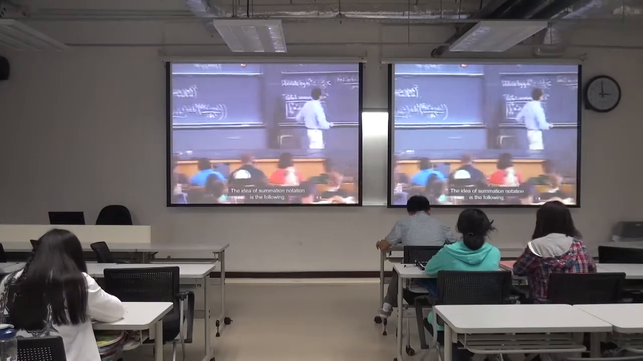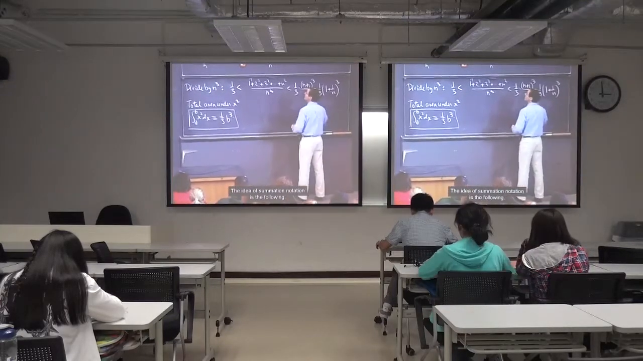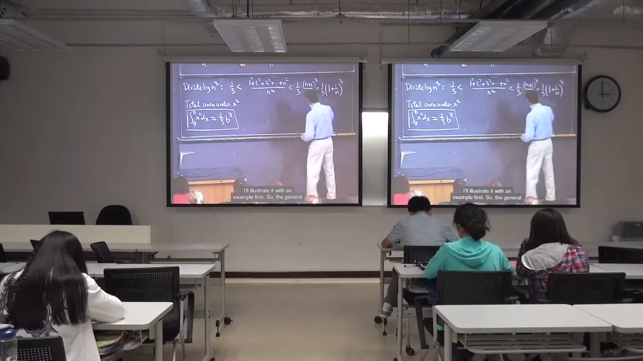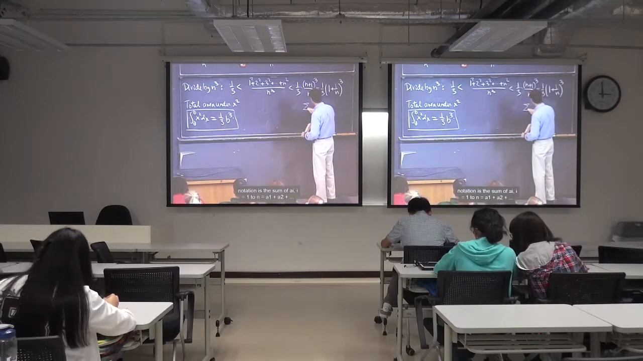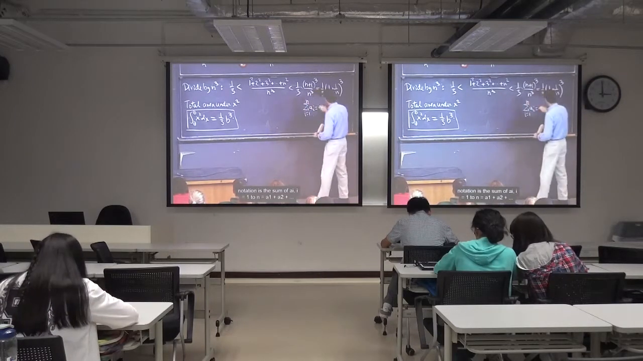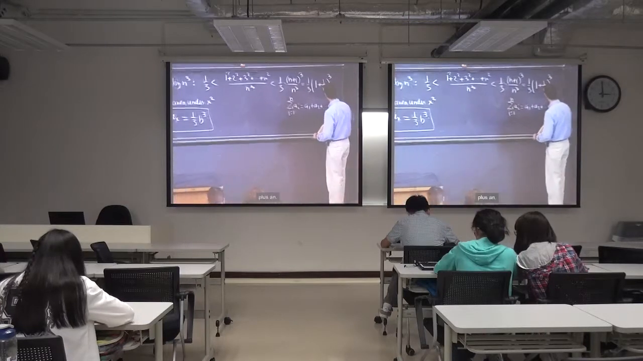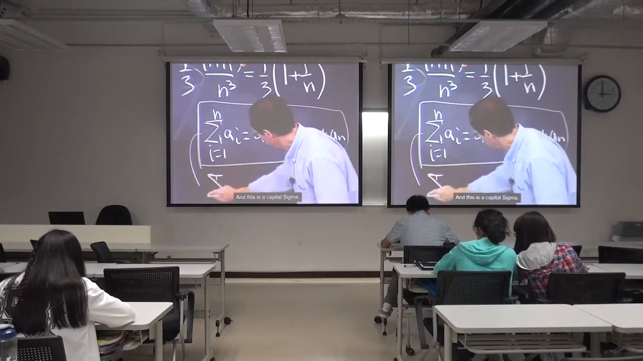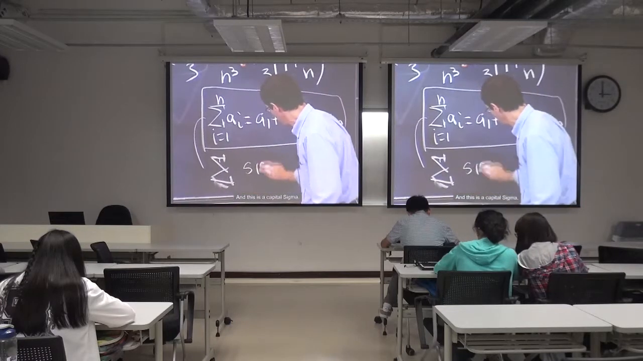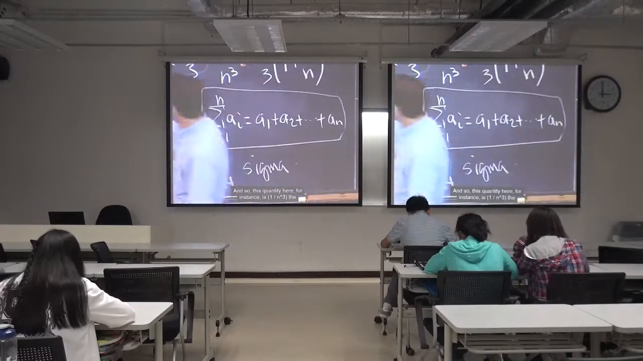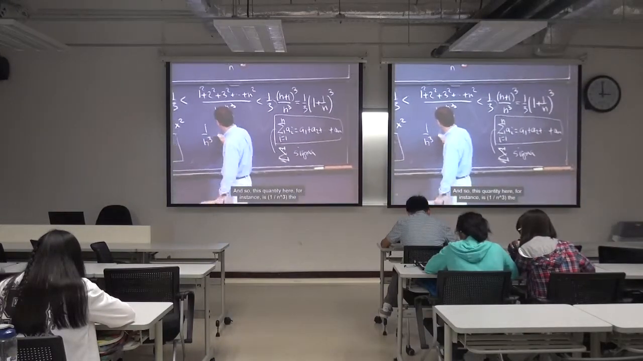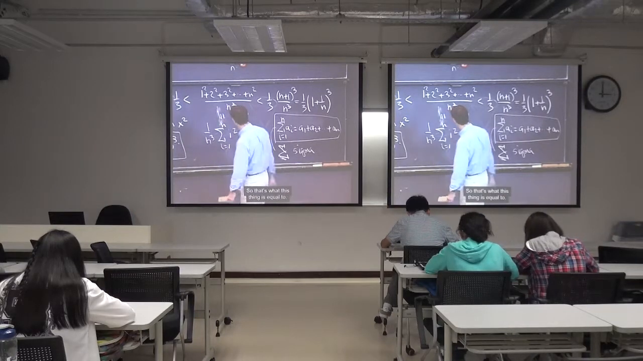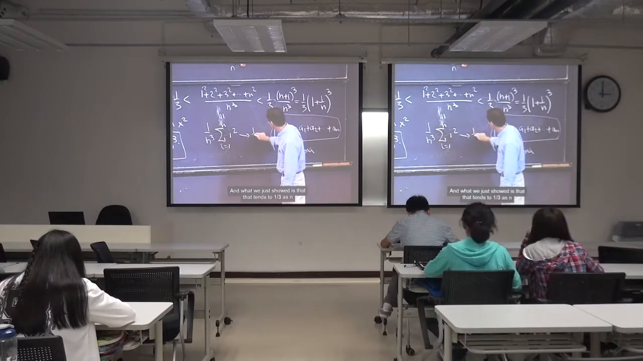The idea of summation notation is the following. I'll illustrate it with an example first. So, well, the general notation is the sum of a_i, i equals 1 to n, is a_1 plus a_2 plus dot dot dot plus a_n. So this is the abbreviation. And this is a capital sigma. And so this quantity here, for instance, is 1 over n cubed times the sum of i squared, i equals 1 to n. Right? So that's what this thing is equal to. And what we just showed is that it tends to 1/3 as n goes to infinity.